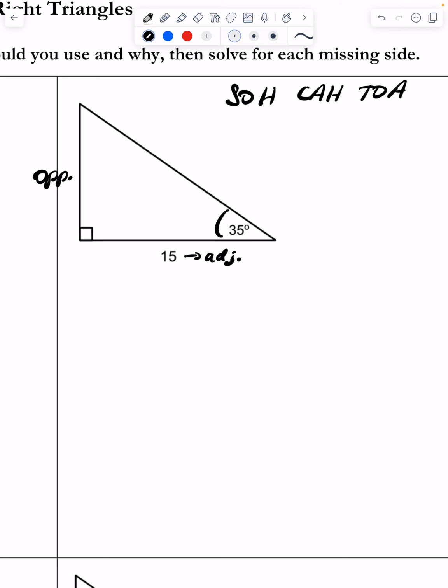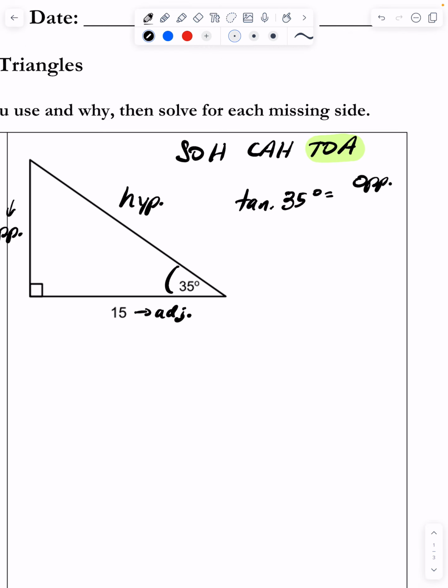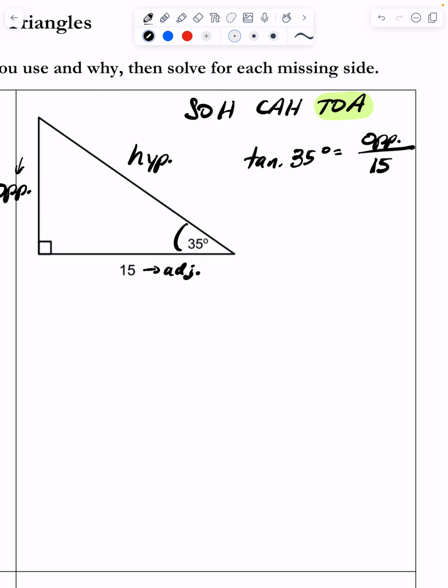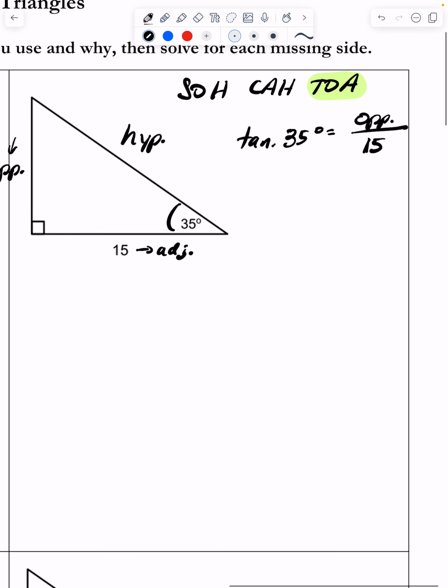So in this first one, I'm going to find the opposite side. I'm going to be using my understanding of tangent. So tangent of 35 degrees is equal to the opposite side, which I don't know, over the adjacent side, which I do know, which is 15 units. If you wanted to use a variable like a, b, x, whatever, or a question mark, that's totally fine. To solve for that missing value of the opposite side, I'm going to multiply both sides by 15. So 15 times the tangent of 35 degrees equals that opposite side.